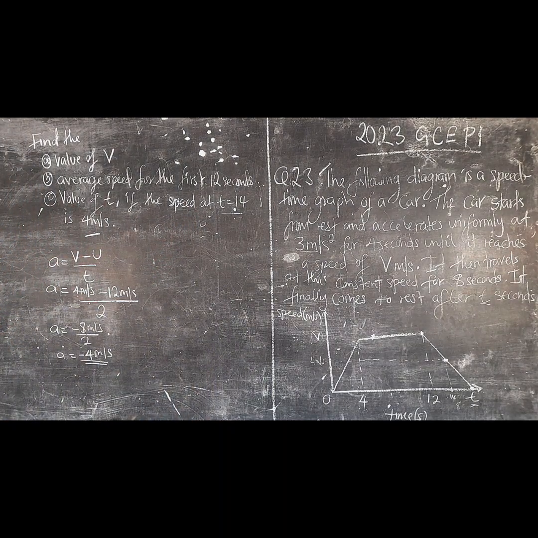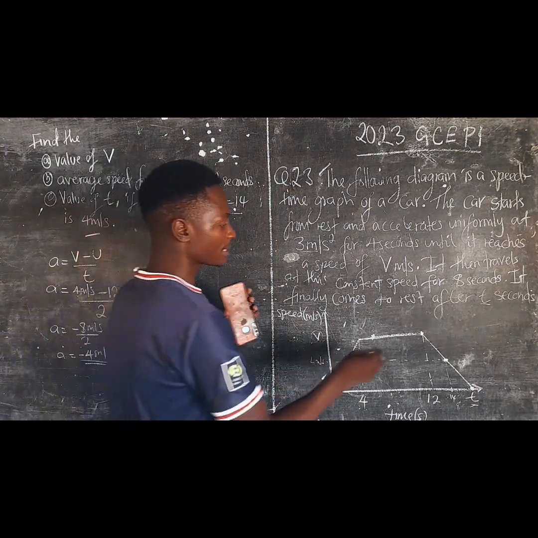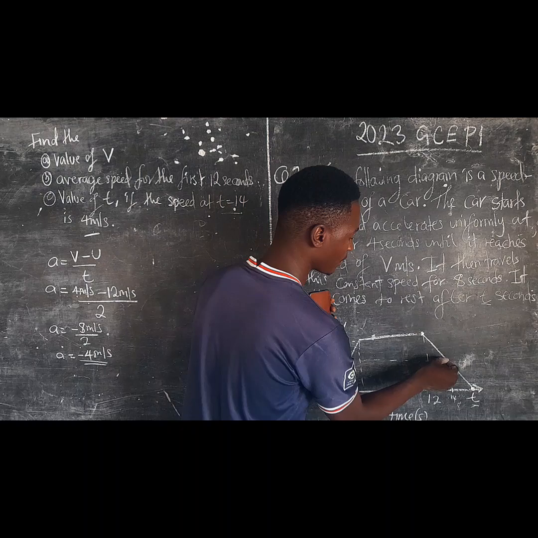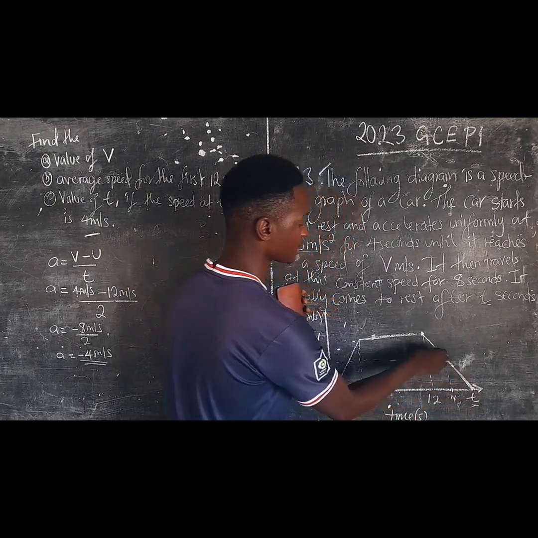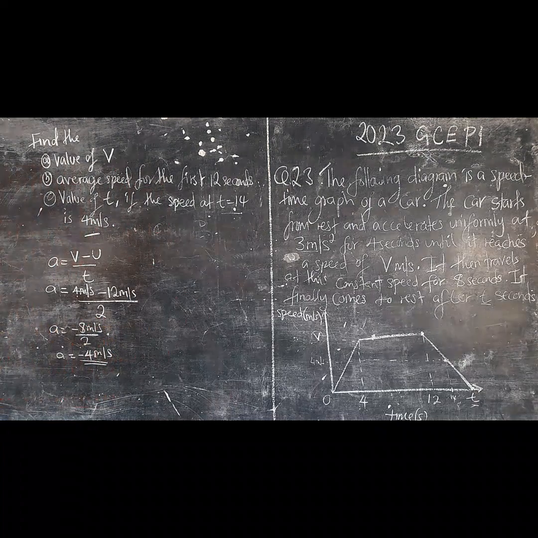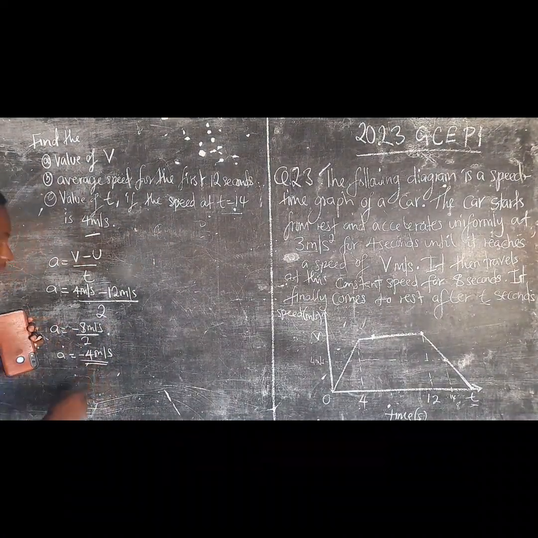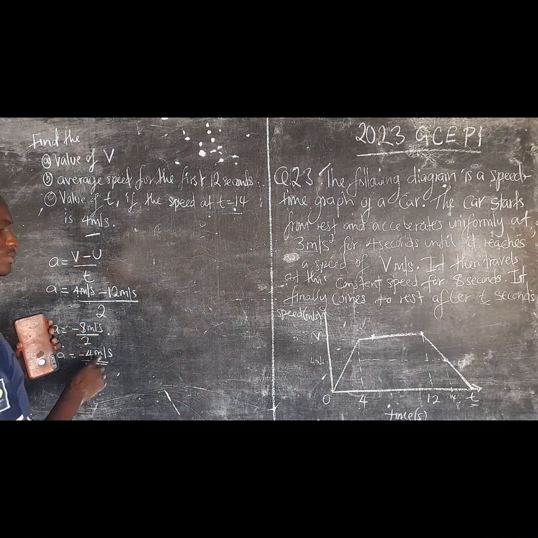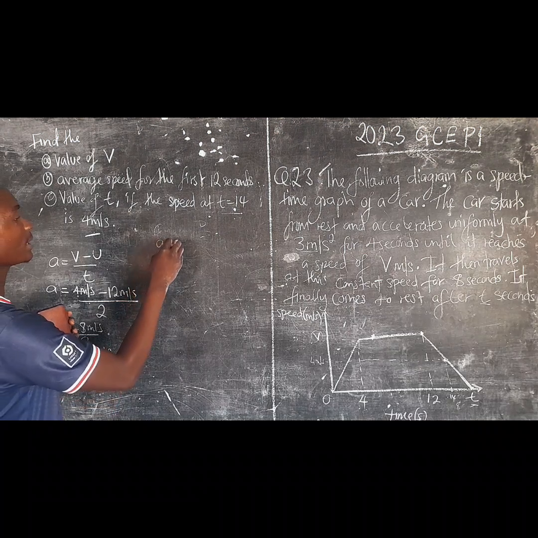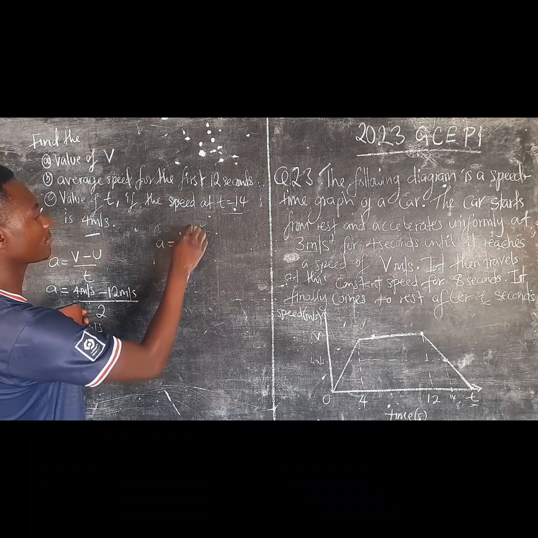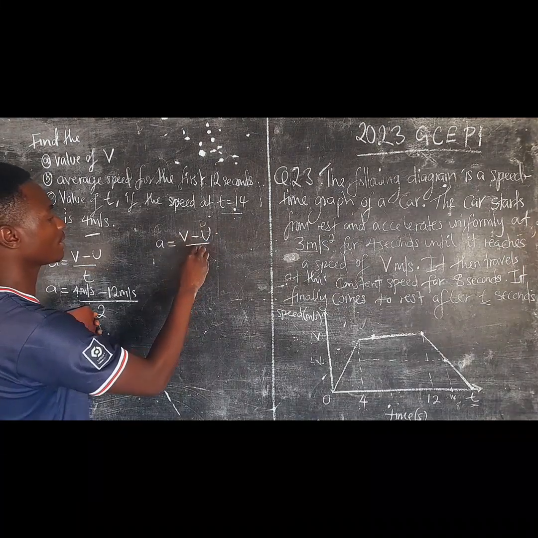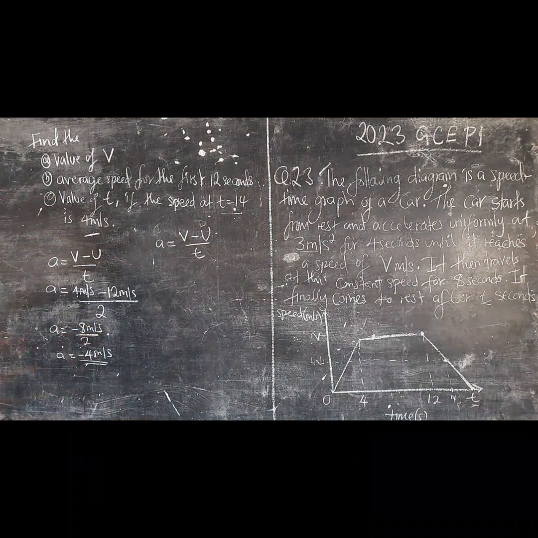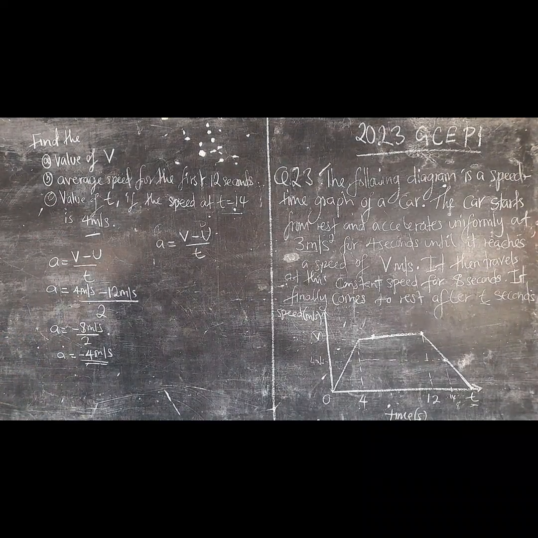So, having found the deceleration, take note that since this one is a constant velocity and it's just a straight line, the deceleration is just the same. It's negative 4. Since it's not a curve, the deceleration is the same. So I'm going to use this deceleration. So acceleration is equal to final velocity minus initial velocity over time taken.